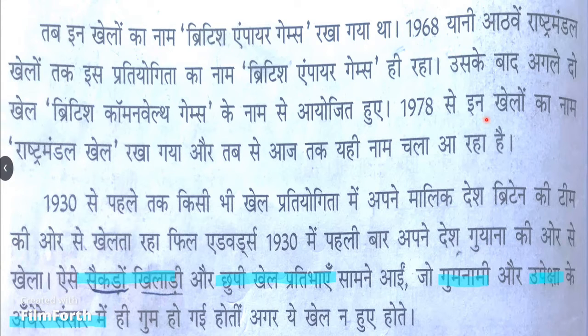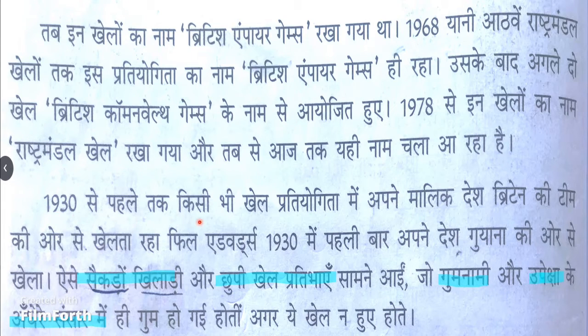After 1978, these games were known as Rashtramandal Khel or the Commonwealth Games. And from then till now, the same name has been used. That is, the name is Rashtramandal Khel or the Commonwealth Games.